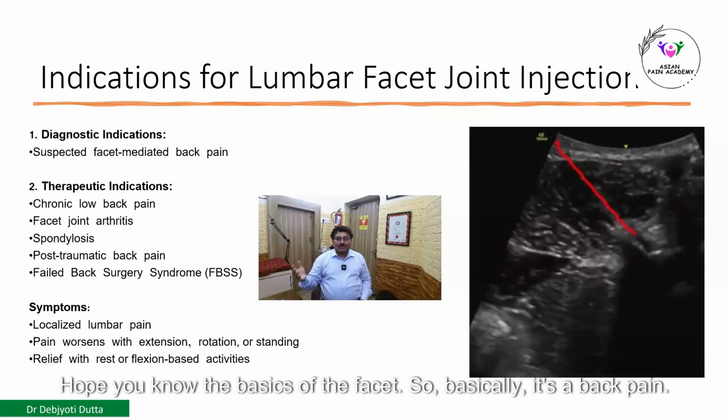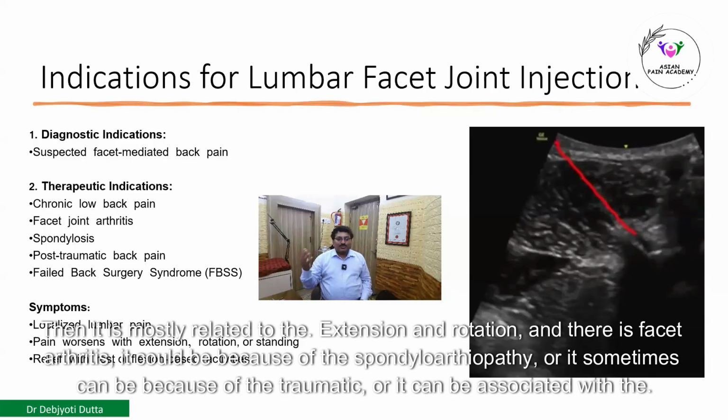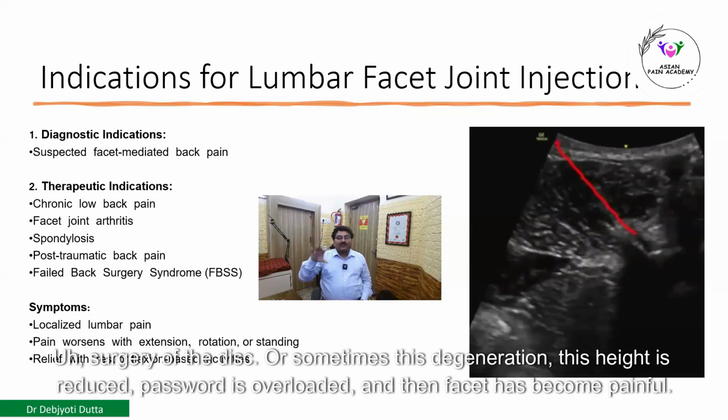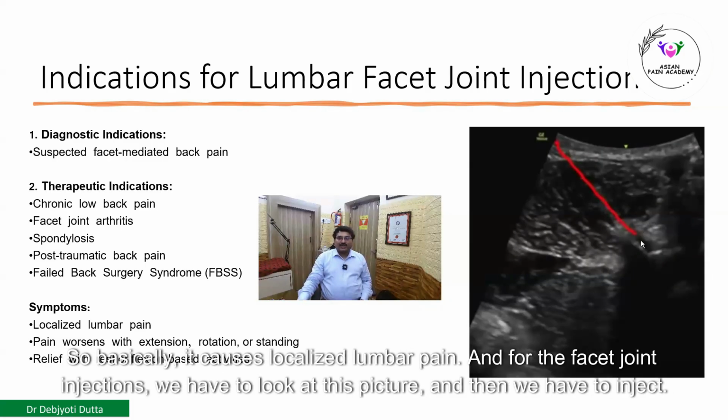So basically, it's a back pain. Then it is mostly related to the extension and rotation. And there is facet arthritis. It could be because of the spondyloarthropathy, or it sometimes can be because of trauma, or it can be associated with other causes like old age degeneration, or sometimes it could be because of the previous surgery of the disc, or sometimes disc degeneration. Disc height is reduced, facet is overloaded, and then facet has become painful. So basically, it causes localized lumbar pain.